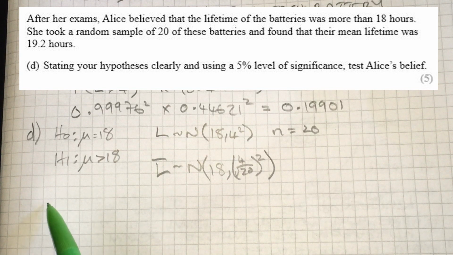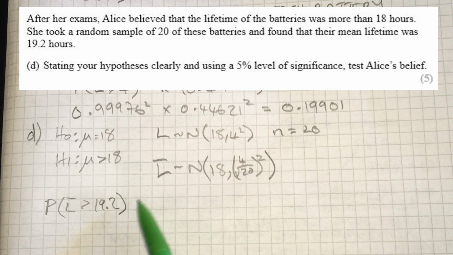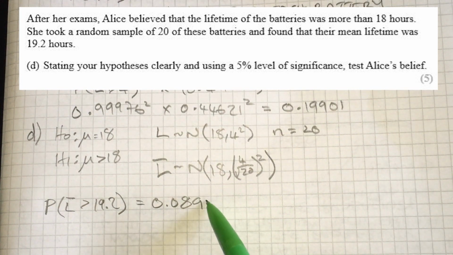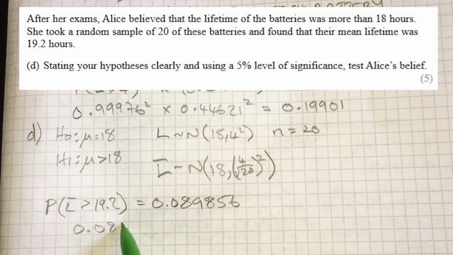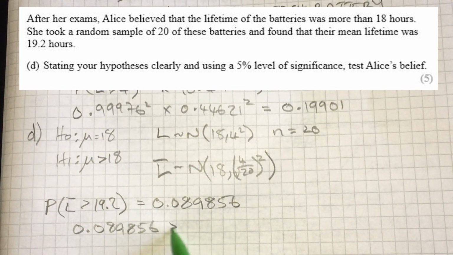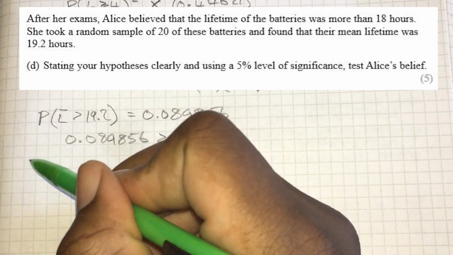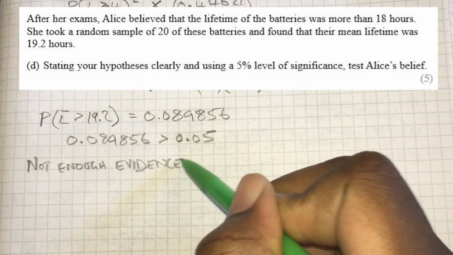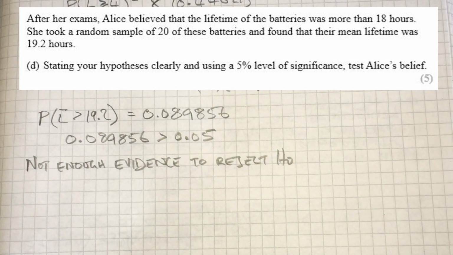Okay, we observed 19.2 hours as a mean lifetime for this sample, and the probability that the mean lifetime is greater than 19.2, we can work out on our calculators with the parameters that we've written, and that comes out to be 0.089856. Okay, a comparison to draw a conclusion. This probability is greater than the significance level, so there is not enough evidence to reject H0. If we don't have enough evidence to reject H0, then there is evidence to suggest the lifetime of batteries is actually 18 hours as earlier stated.